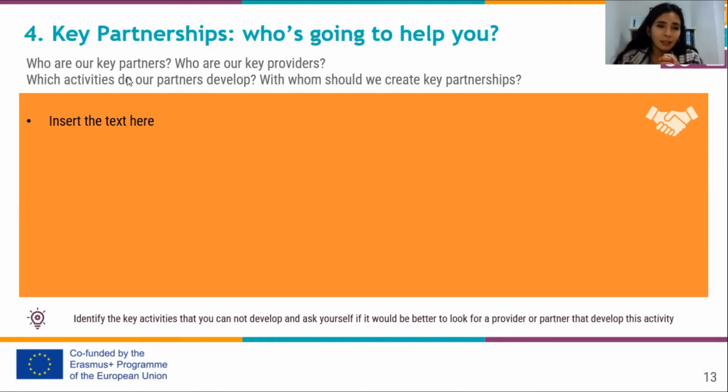And as a tip, first, you have to identify the key activities that you cannot develop. For these activities, maybe because they are really expensive or you do not have the resources needed, you must consider if it will be better to look for a provider or to develop this activity on my own, okay? And if the answer is that it is better to ask for help, you are going to define here a key partnership. So let's see the concept more deeply.